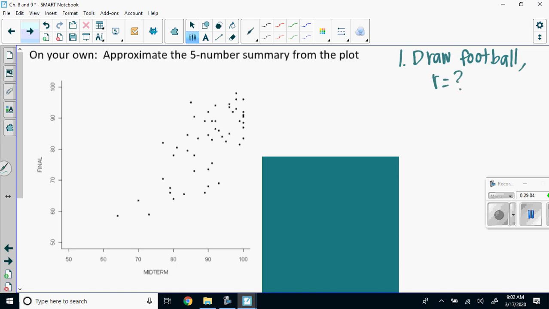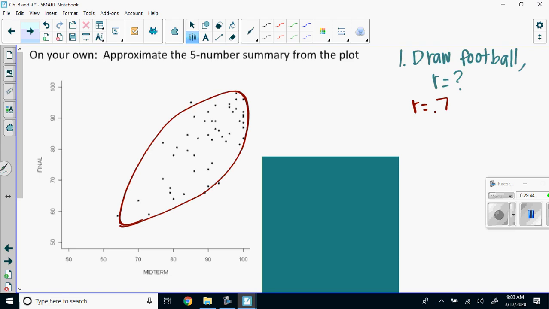So when I draw my football, I want to hit most of the points, if not all of them. And that looks like a pretty normal football to me, so I'm going to say that's approximately 0.7. This is just an approximation. It doesn't have to be exact. Your football doesn't have to look the same as mine. Your football might be a little less lumpy than mine. That's probably a good thing. If you say 0.6, that's fine. If you say 0.8, that's fine. If you said 1, that would be a problem. And if you said like 0.1, that's a problem as well. It needs to be somewhere close to the center.